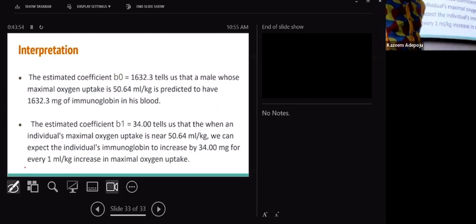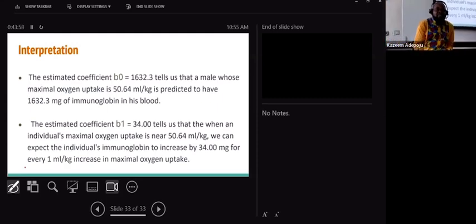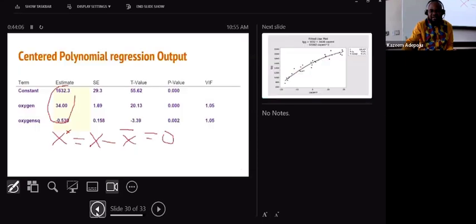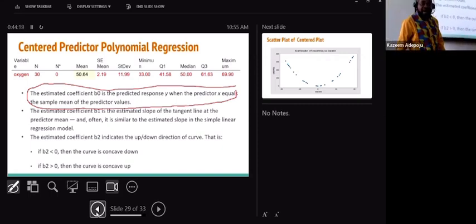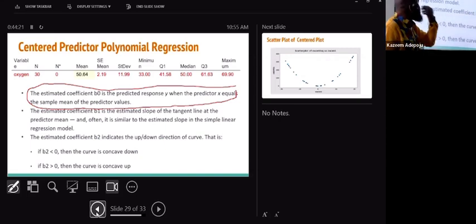Do we need an interpretation for B2? B2 is only going to tell us the direction of the curve, whether it's concave up or concave down. I mentioned that here. It's just a mathematical explanation: when B2 is less than 0, it's concave down. When it is greater than 0, it's concave up.